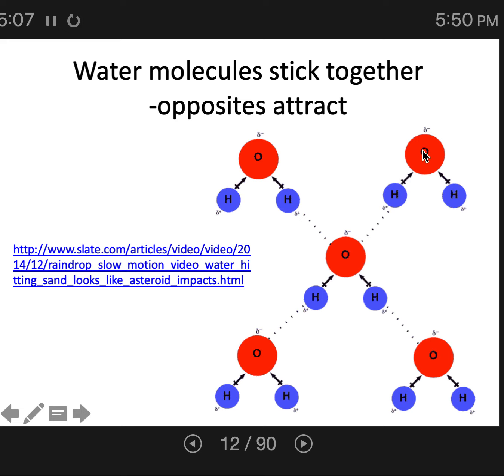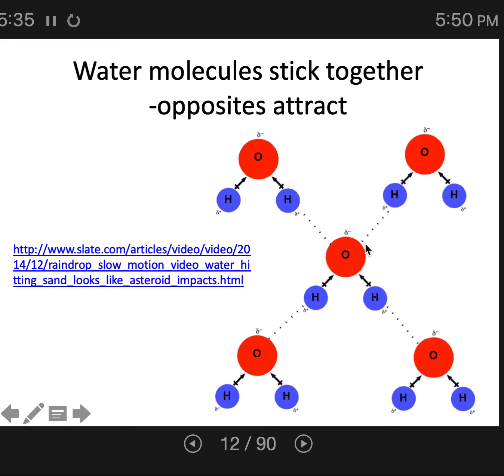There's a negatively charged oxygen and a positively charged hydrogen. Now, opposites attract. So the positive charge of the hydrogen on one water molecule is going to attract the negatively charged oxygen on a different water molecule. So these little dotted lines represent those attractions. There are no electrons being shared between this water molecule and that water molecule, but there's an attraction of opposite charges.